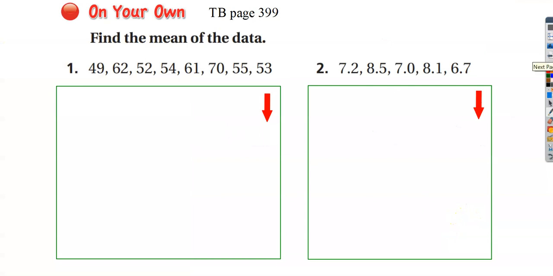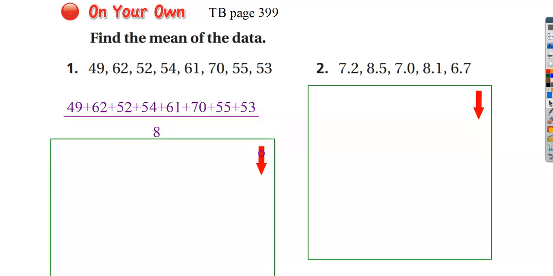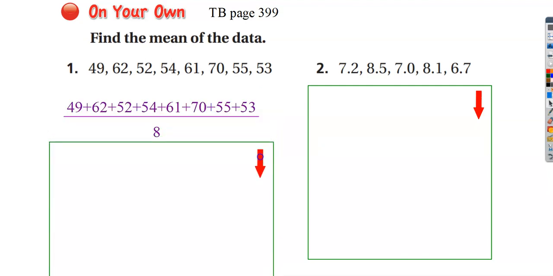Okay, so here's an OYO. These are on page 399 in your textbook. I'm asking you to pause this and find the mean of each data set. And then I'll show you my steps along the way. So the first thing I do is add up all the numbers and divide by how many numbers there are.